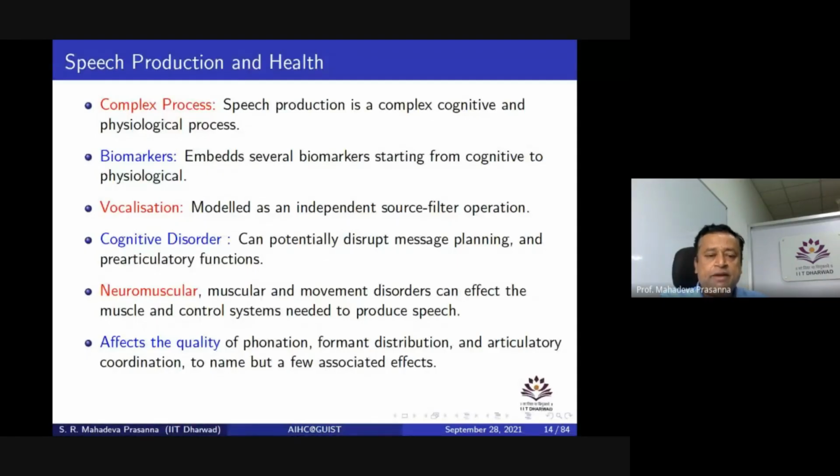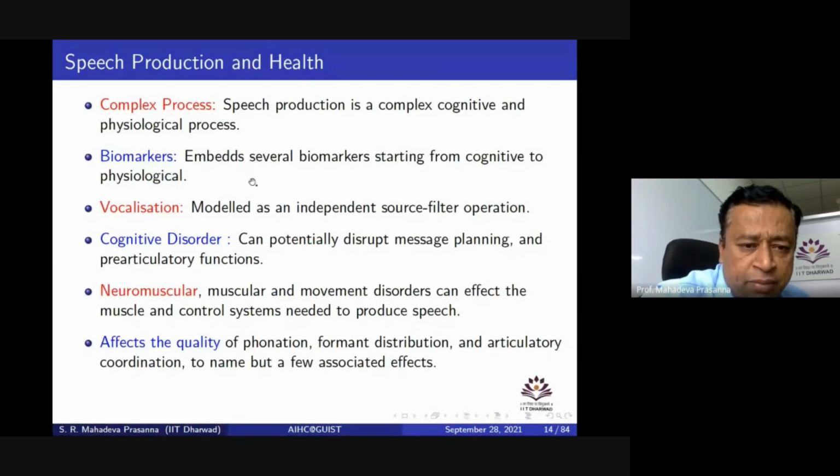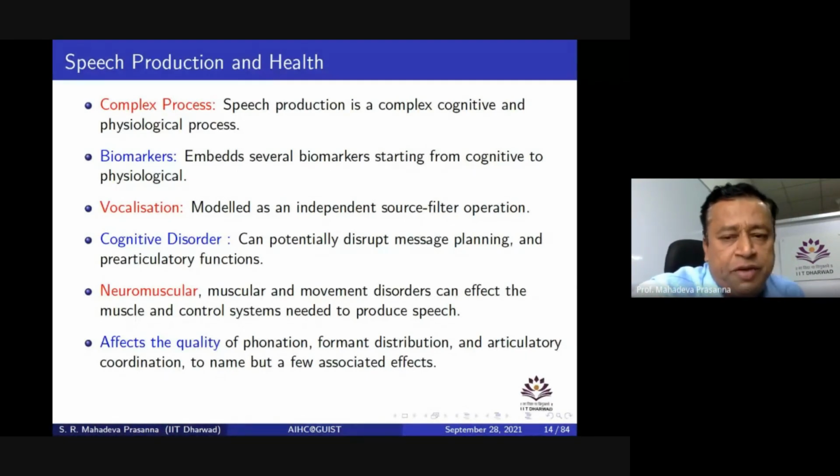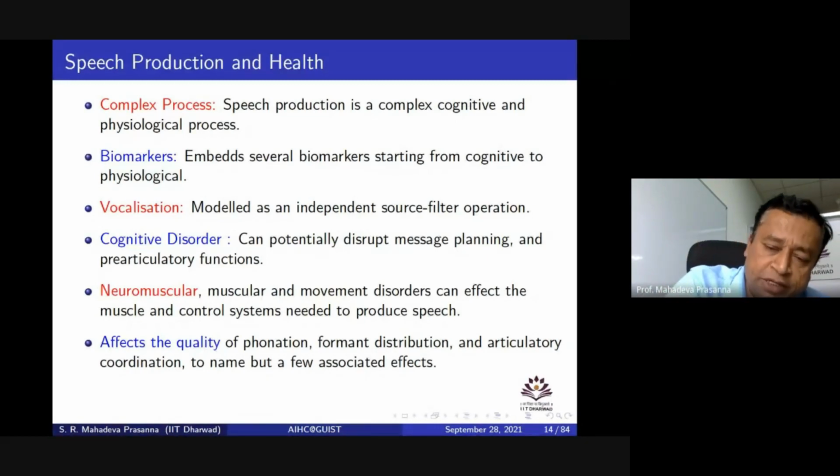So which embeds that the person's biomarkers are embedded into the speech signal even from a cognitive variation. If you are under depression, or when you have taken alcohol, intoxication, we call it more commonly intoxication, and many other things, each of them will leave biomarkers in the speech signal which can be exploited.